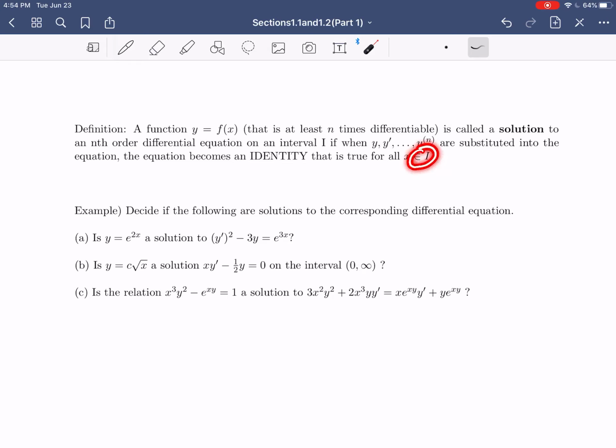Now you'll notice this little ∈ symbol there. That means "an element of," or you can just read it as "in." So you can just read that as x in I.